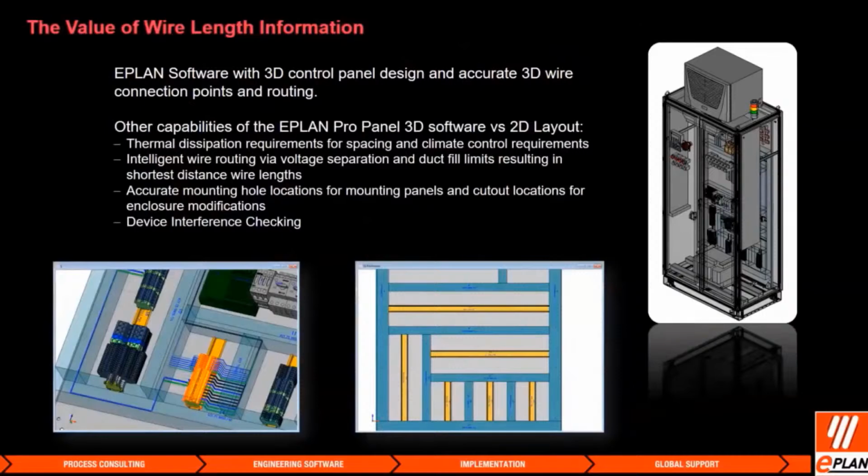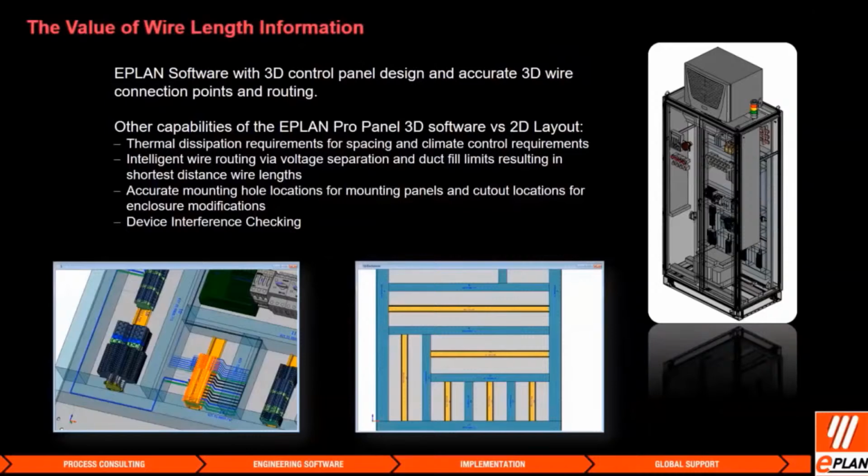So ePlan software, as I mentioned, can provide that 3D data, but also a couple of additional real strong benefits would be being able to look at thermal dissipation requirements and spacing for climate control requirements inside the panel. So where's the best location for the climate control? Making sure the components are spaced properly so that they can get rid of their heat, and at the same time not interfering with each other or potentially interfering with the door when it's closing.